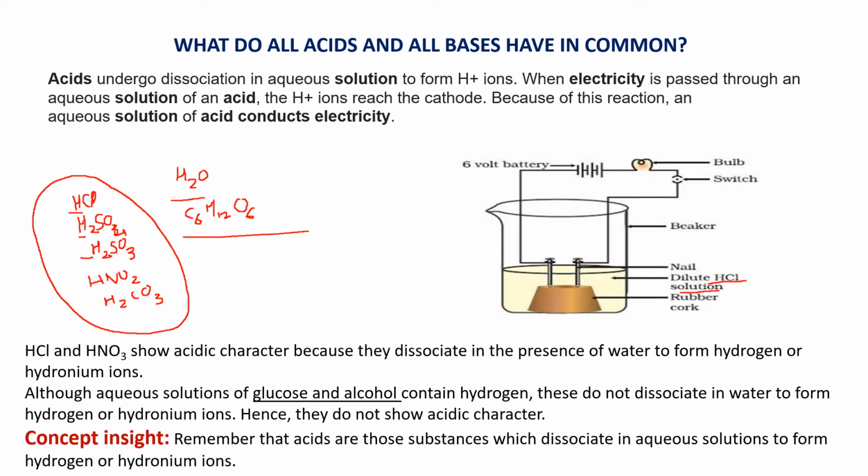What will happen? HCl will break down. I'll get H plus ion and Cl negative ion, right? This H plus ion will help in the conduction of electricity. As this is plus, this is a cation. All positive ions are called cations, all negative ions are called anions, right? Because they are positive, they will go to the cathode, and because chlorine is negative, it will go to the anode, right?